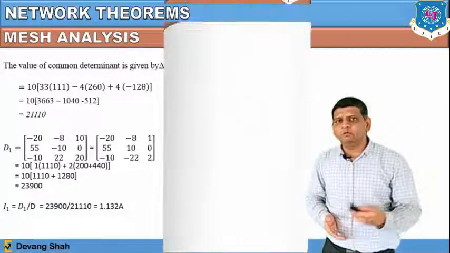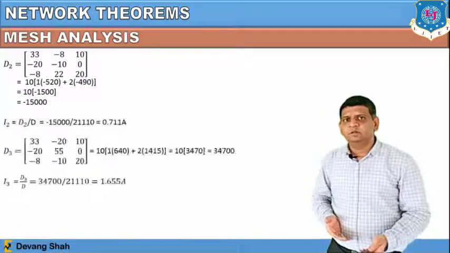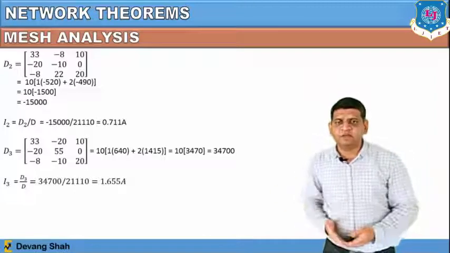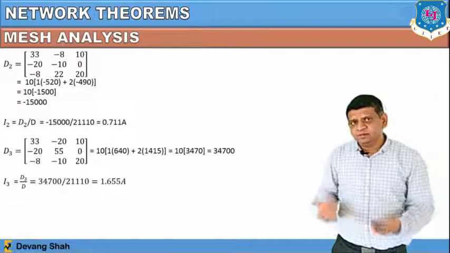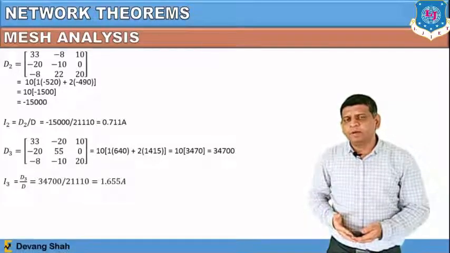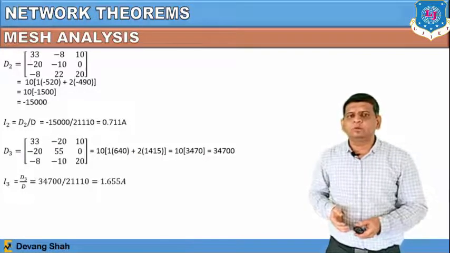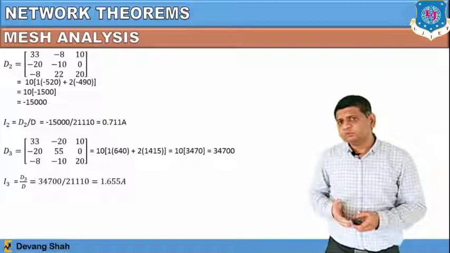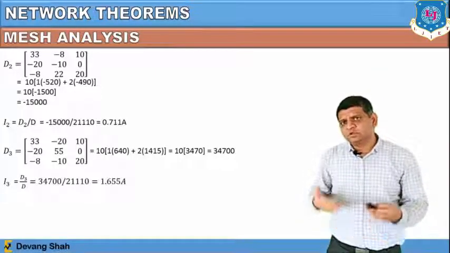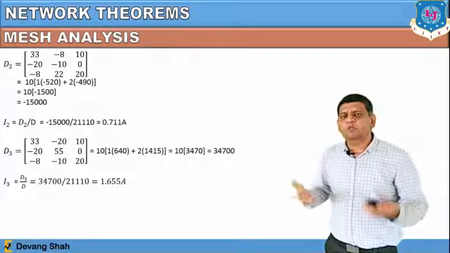In the same way you replace the second column by the voltages and you find D2, and I2 is 0.711 ampere. In the same way you can find the current I3 by finding delta 3 and dividing by delta, right? So throughout this operation you can find all the loop currents I1, I2 and I3, right? That's how you can solve any network by these various methods of network analysis.